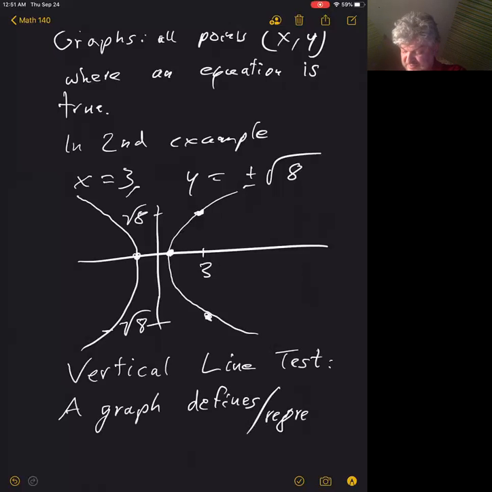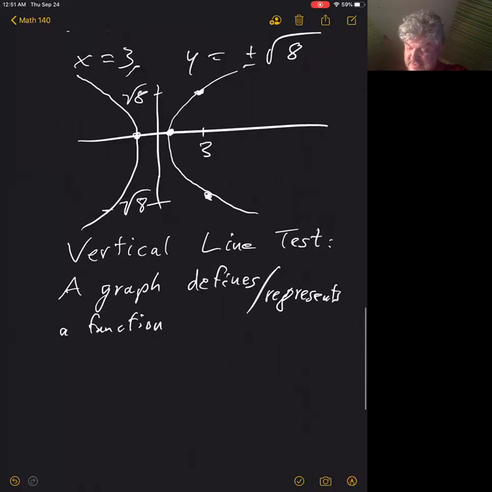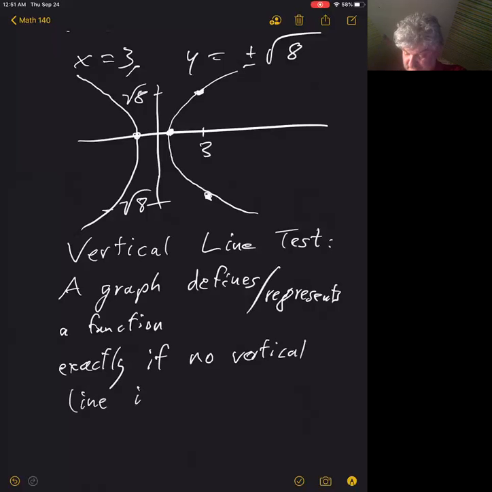A graph defines or represents a function exactly if there is no vertical line that hits the graph in 2 different points. Hits is informal language. The technical term is intersects.